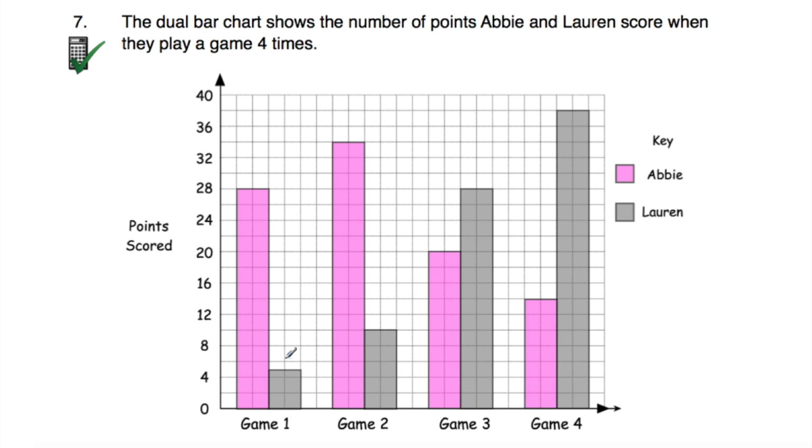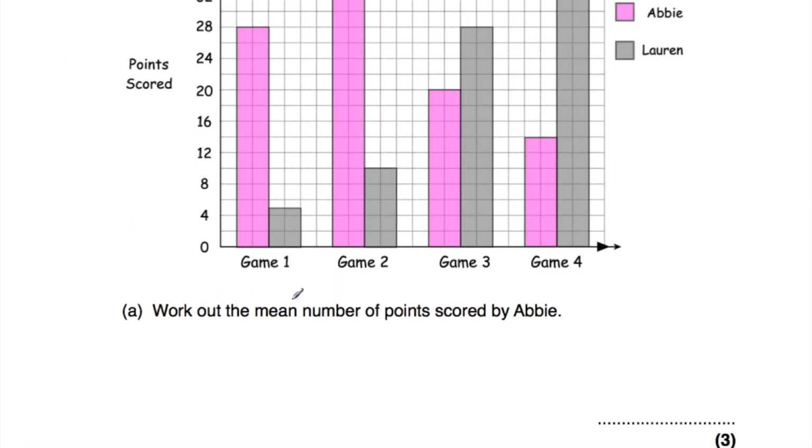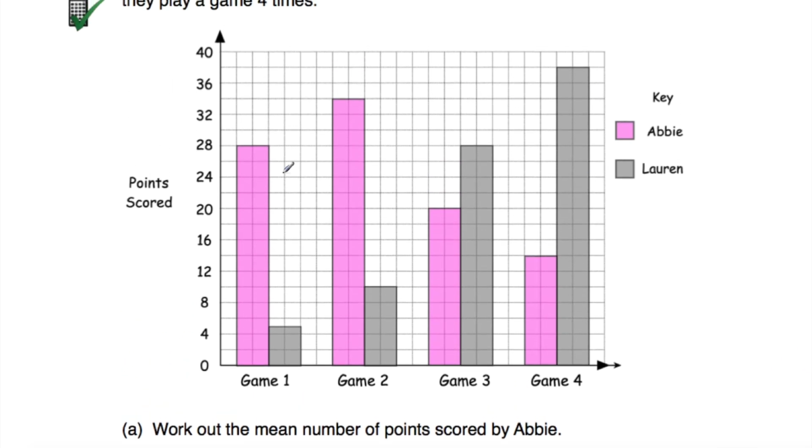That's quite nice. And actually, let's just have a look at the bars. So here we've got 0 and here we've got 4. So that's 2 in the middle. 1 would be halfway up that one, and 3 would be halfway between those two. And part A says work out the mean number of points scored by Abby. So Abby's the pink bars, so let's write down what points she scores in each of the games. So in game 1, she scores 28 points. In game 2, she scores, well, there's 32, 36, that's 34 in the middle.